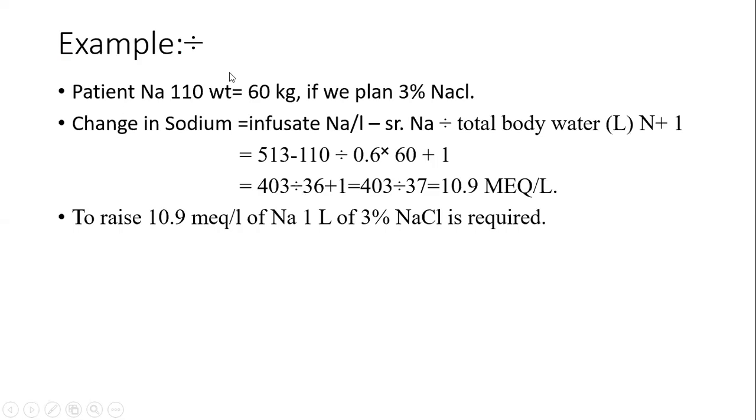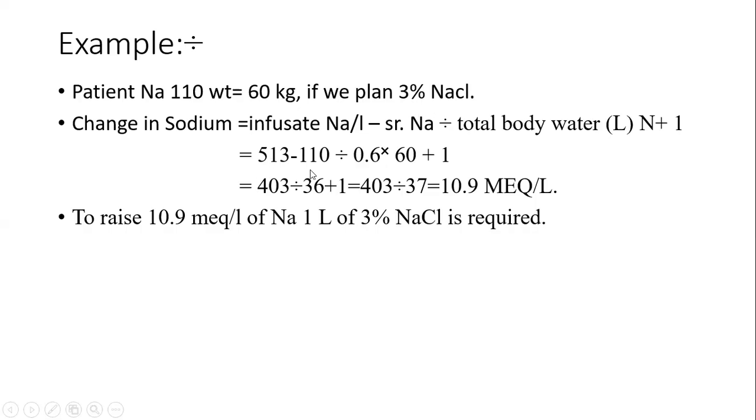If a patient's sodium is 110, his weight is 60 kg, and we plan now to correct this sodium, the patient is dehydrated, it is hypovolemic hyponatremia, and if we plan to give 3% NaCl, then the change in sodium we have to calculate by the formula as told previously: infused sodium per liter minus serum sodium divided by total body water plus 1. Here as infused sodium we have taken 3%, it contains 513 milliequivalent per liter.